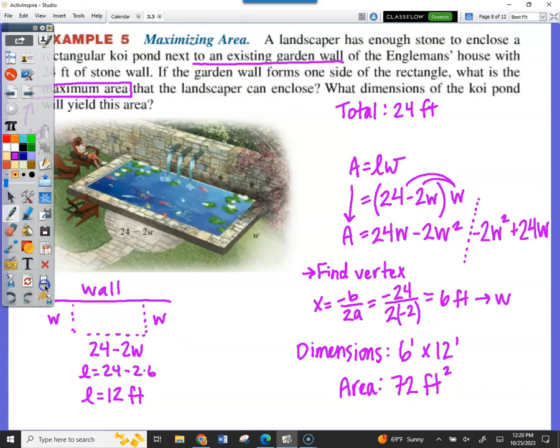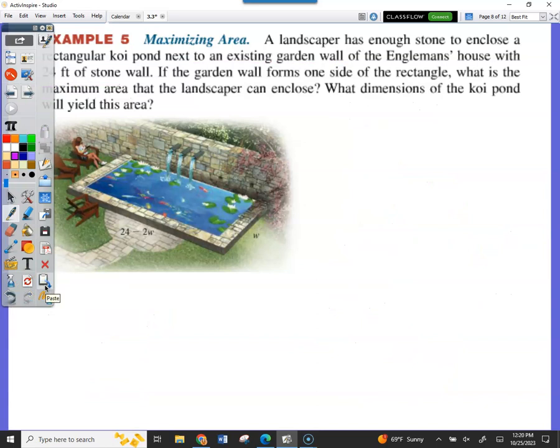All right, looking at this one right here. Everybody go to this slide. Maximizing area.